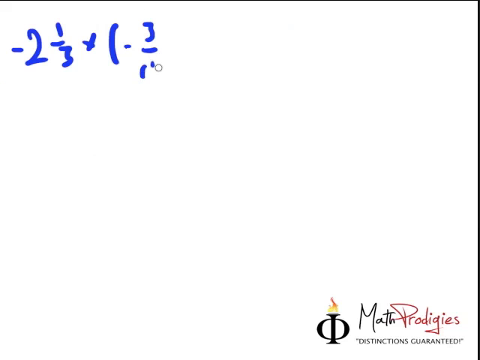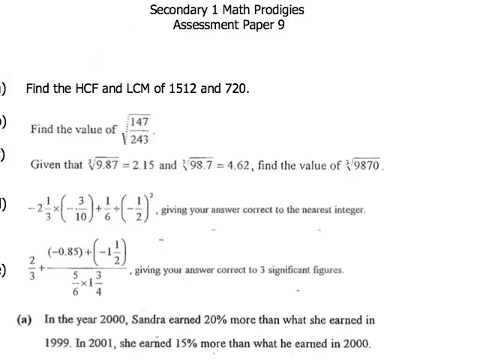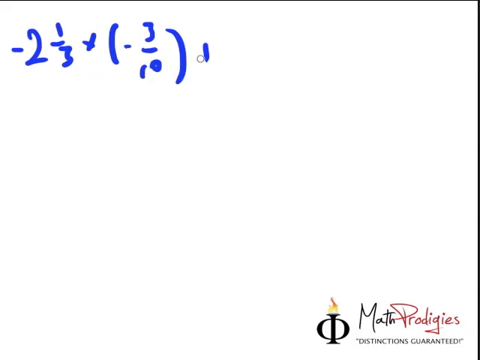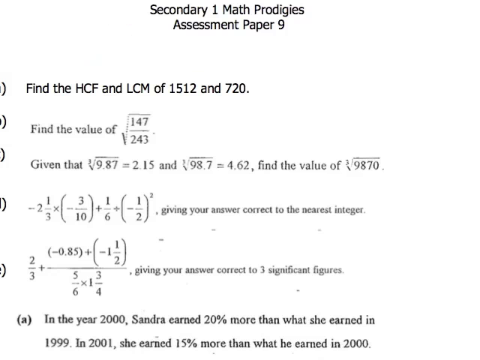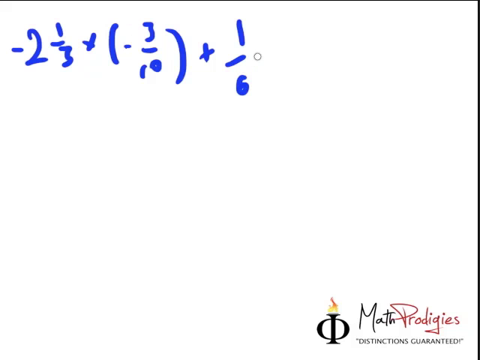Okay, here we go. Negative 2 1/3 times negative 3 over 10. Then what we do is we plus 1 over 6. Okay, and then divide it by negative half squared.